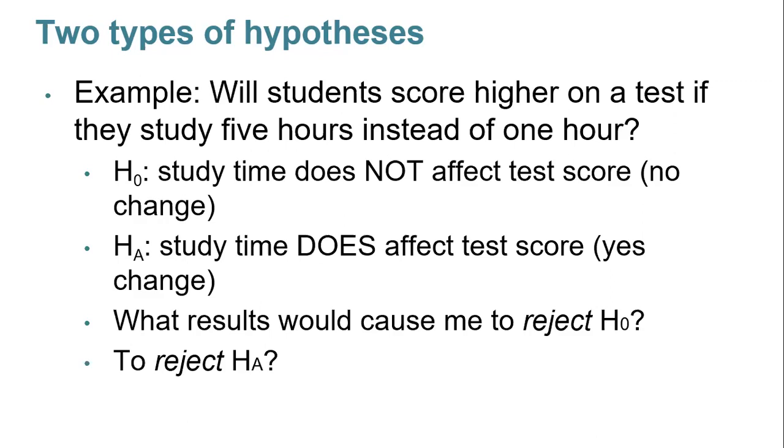And conversely, the alternative hypothesis says that study time will affect test scores. So if we do the experiment and we see that the study time does not affect test scores, then we reject this hypothesis. And then we would accept the opposite hypothesis.